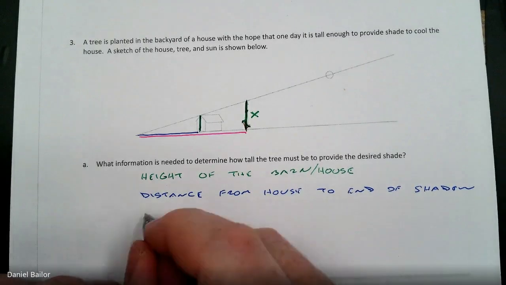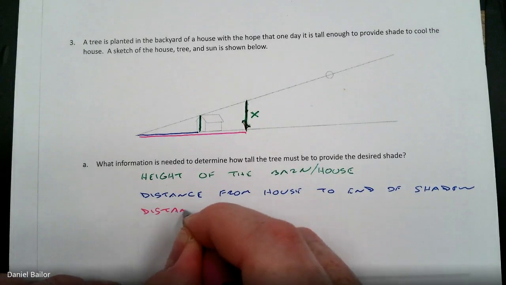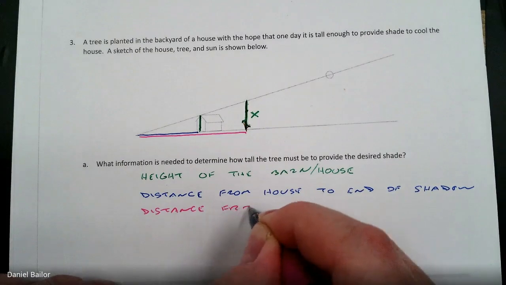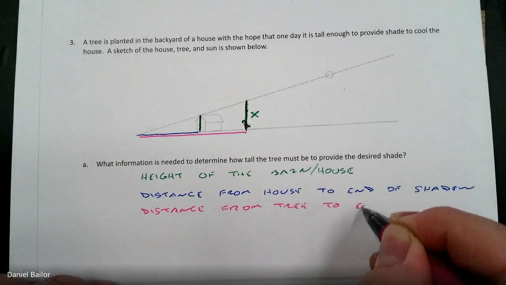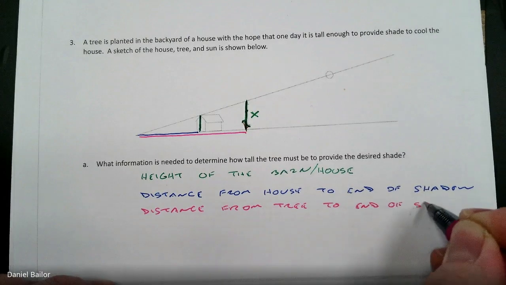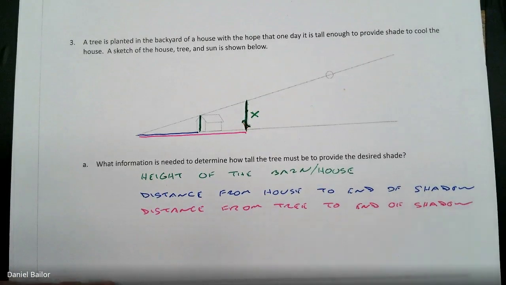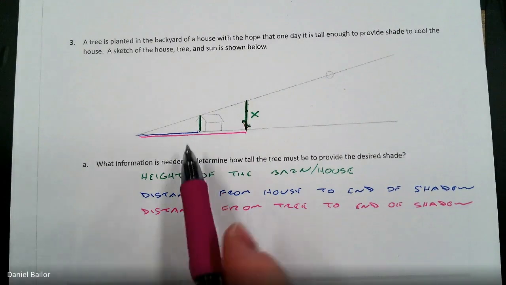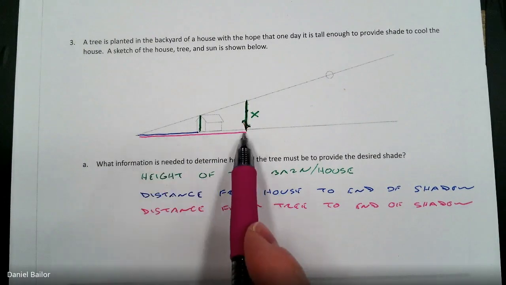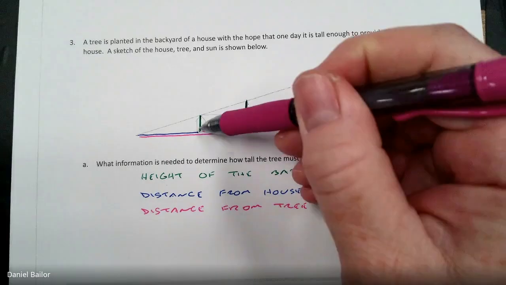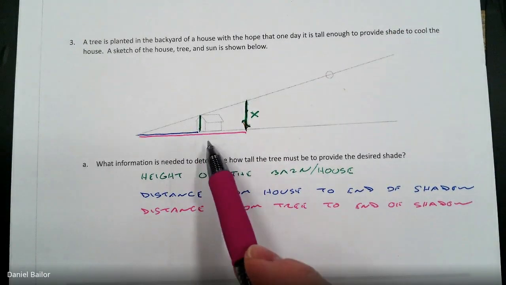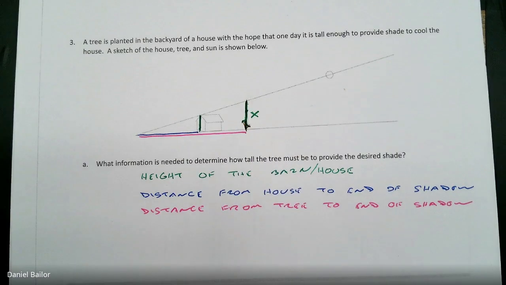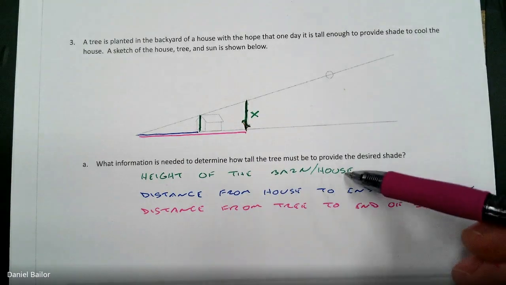And we need the distance from the tree to the end of the shadow. So if we know the distance from the house to the shadow, the tree to the shadow, and the height of the house, that will give us 3 pieces of information that we can use to find the tree. Now, why do we want these 3 pieces of information?